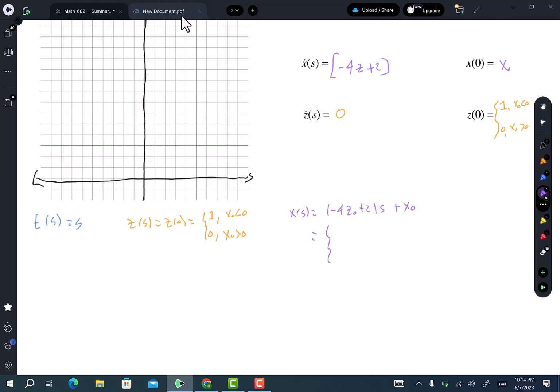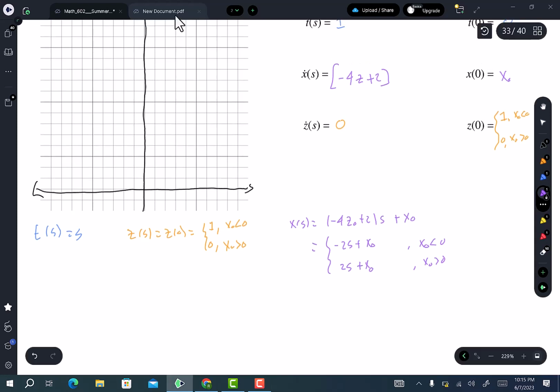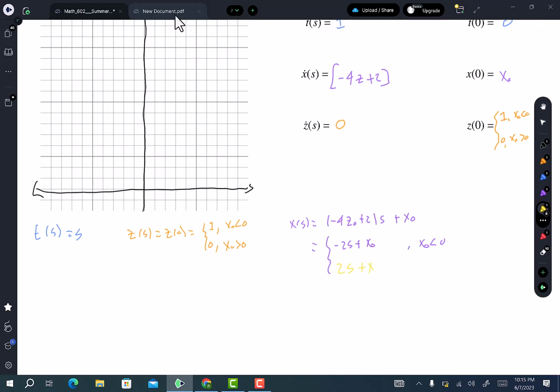And then defining this piecewise, if x naught is less than 0, z naught is equal to 1, so it's going to be minus 4 plus 2, that's minus 2s plus x naught. And if x naught is greater than 0, this just becomes 2s plus x naught. Okay, so now let's sketch some of these characteristics. Just to be able to color code things, I'm going to do this in this horrible yellow color again. So this is 2s plus x naught for x naught greater than 0.